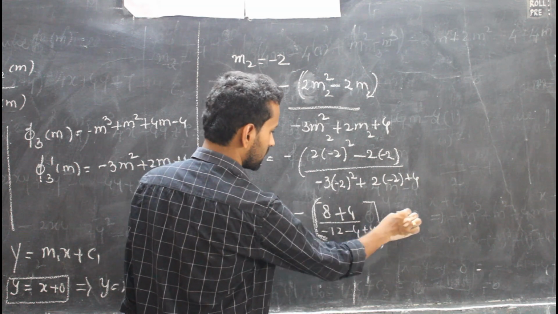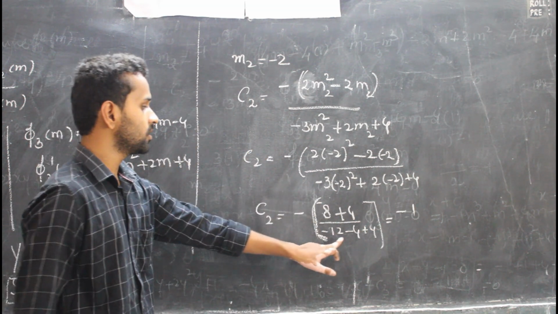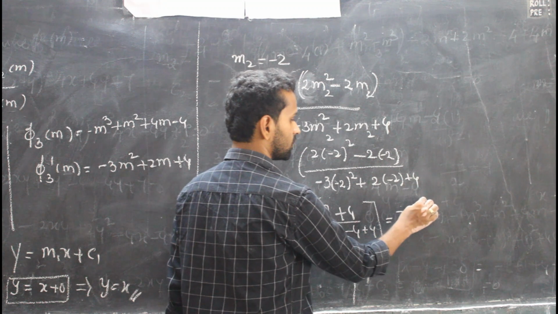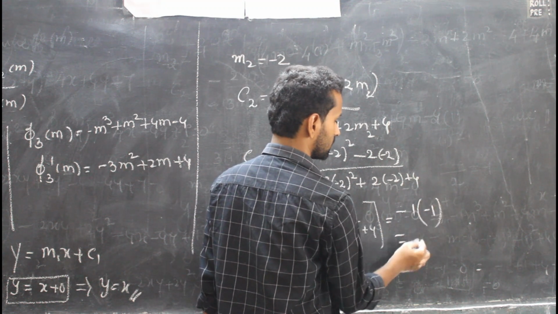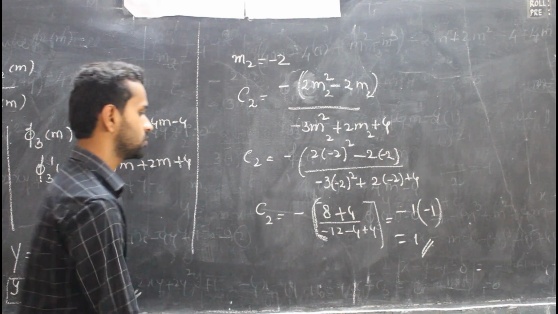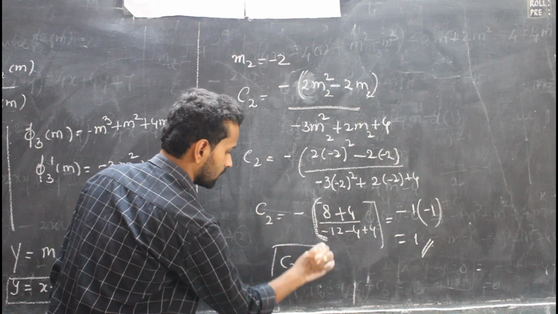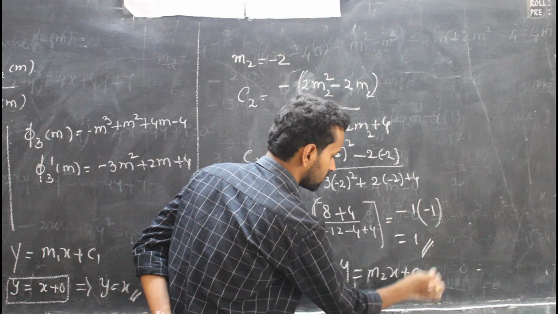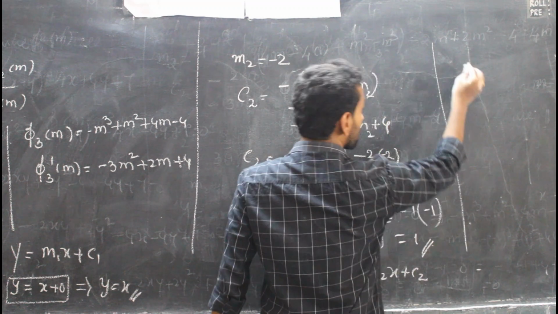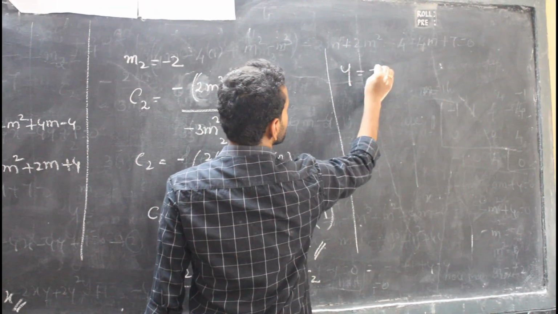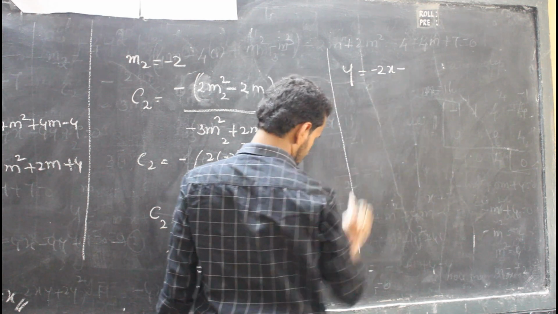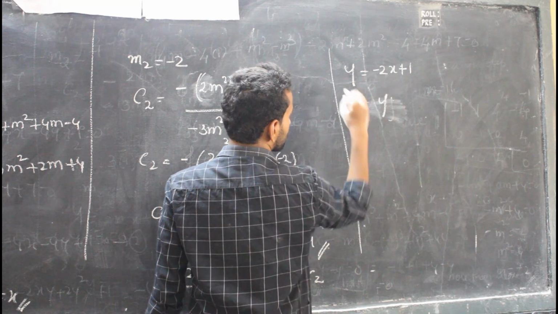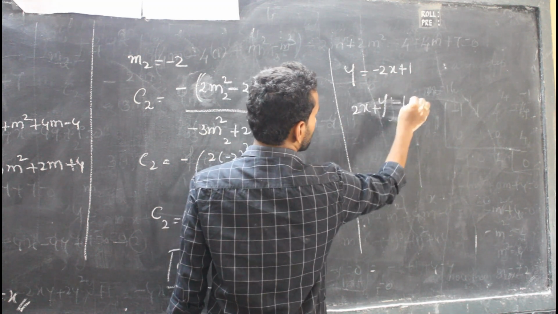Get that? So this becomes minus of 12 divided by minus 12, with plus 4 minus 4 getting cancelled. Minus of minus 1 will be plus 1 for me. Finally, c2 equal to 1. So the asymptote y equal to m2 of x plus c2, with m2 equal to minus 2, becomes y equal to minus 2 into x plus 1. So I can write it, bringing minus 2x to this side, as 2x plus y minus 1 equal to 0.